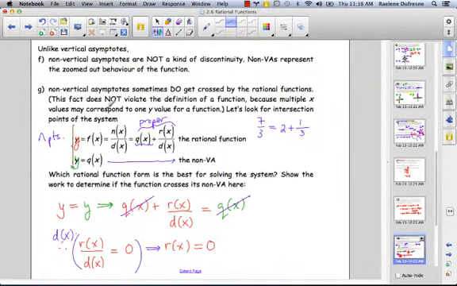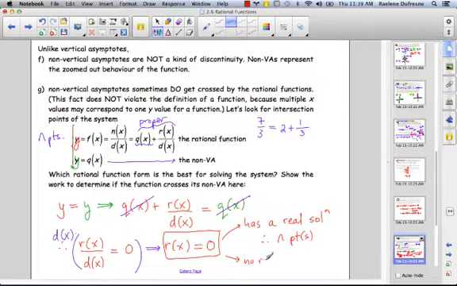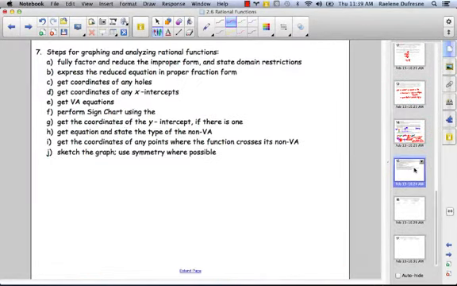In other words, the only way for the non-vertical asymptote to be crossed by the rational function is if the remainder term has a root. So this either has a root or a solution, a real solution, and therefore intersection point or points, or no solution, no real solution, and therefore the function does not cross or intersect its non-vertical asymptote. Okay, we'll see some examples of these.